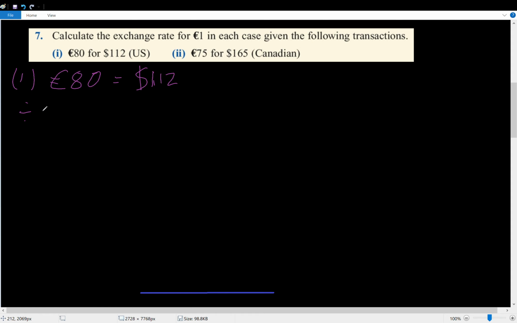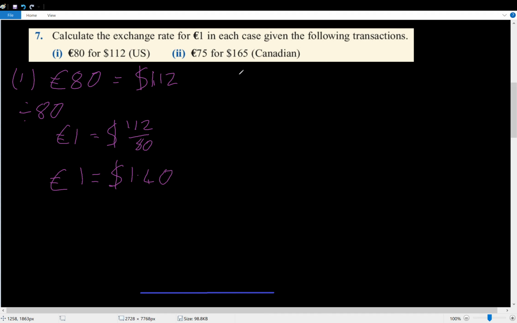So if we divide both sides by 80, we get €1 is equal to, and then our dollar amount is going to be 112 divided by 80, which means we get €1 is equal to $1.40, like that.